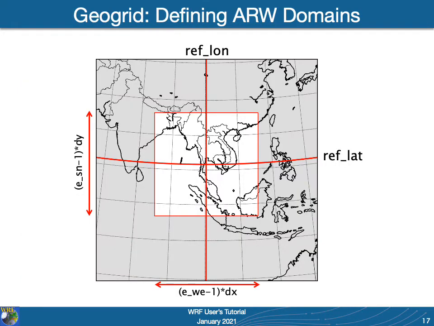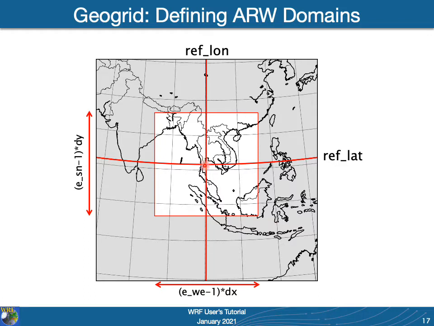So after we've done the work of flattening out the Earth's surface onto a projection plane, we can then specify to the Geogrid program the geographic location and size of our model domain. And we can do this with a set of parameters that are illustrated in this cartoon here. So reference latitude and reference longitude specify to the Geogrid program the latitude and the longitude at the geometric center of our simulation domain, which is represented by this white rectangle here.